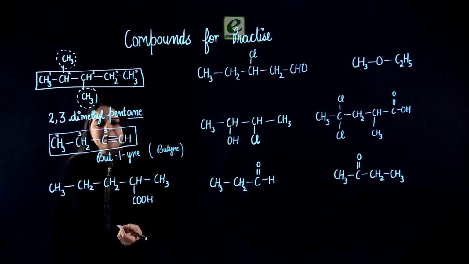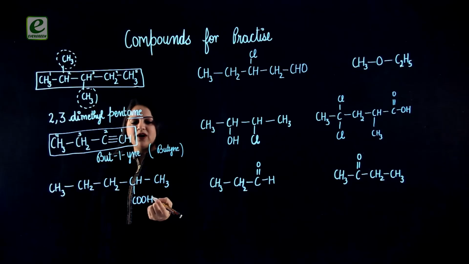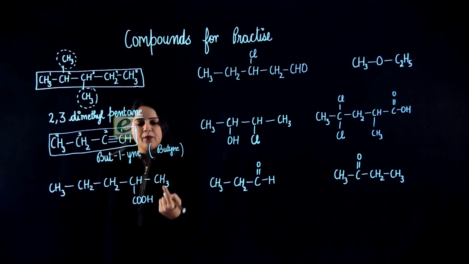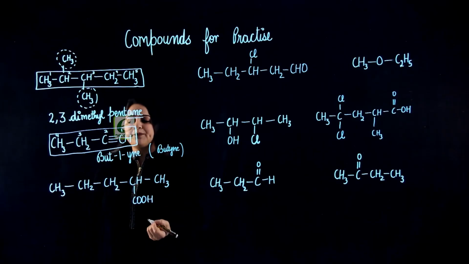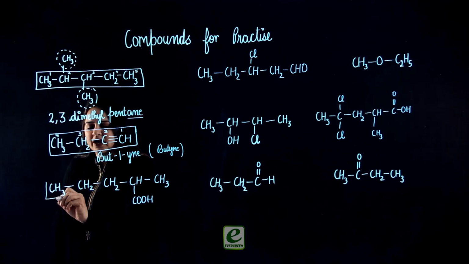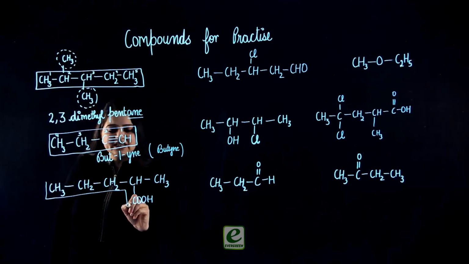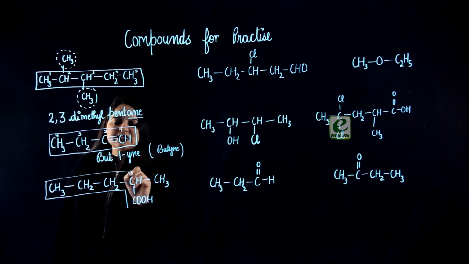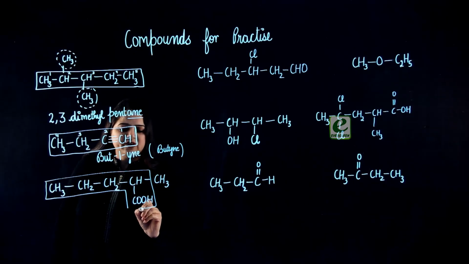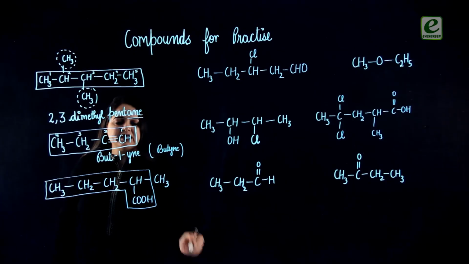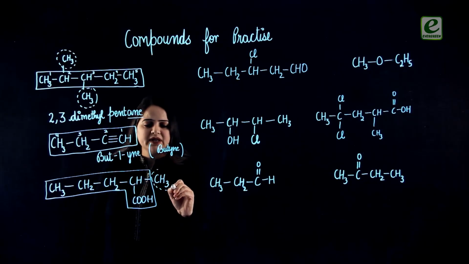Moving to the next compound. When we look at the compound, we see COOH, which is actually the carboxylic acid group, and this is a principal functional group. So we need to include it in the chain. Thus, we select the chain where COOH gets preference as compared to the substituent.